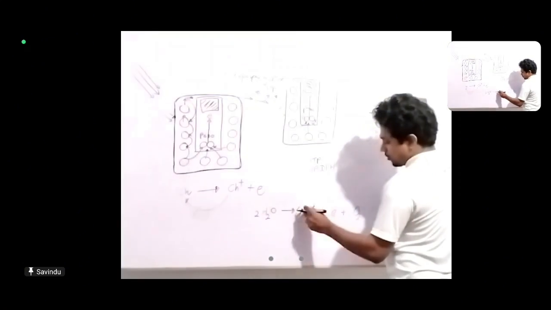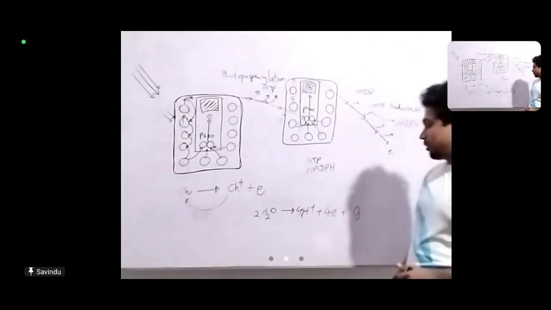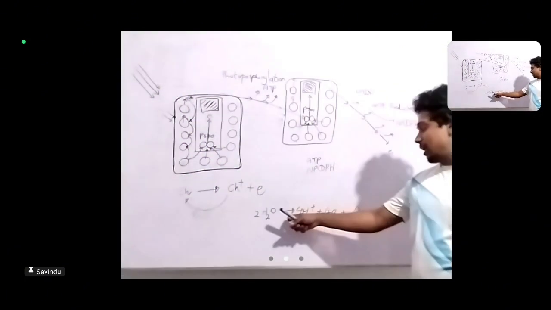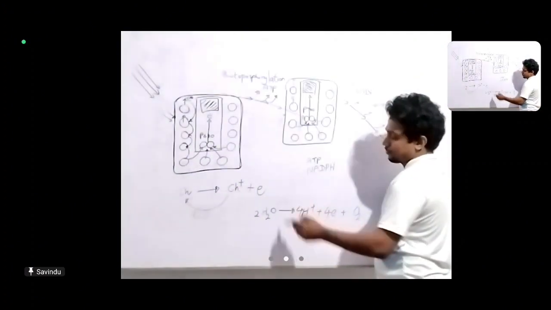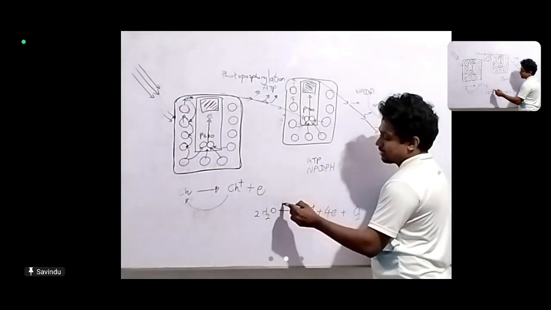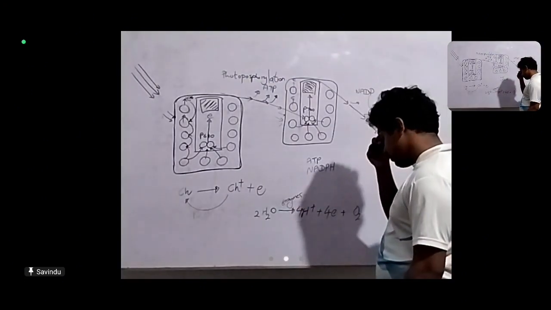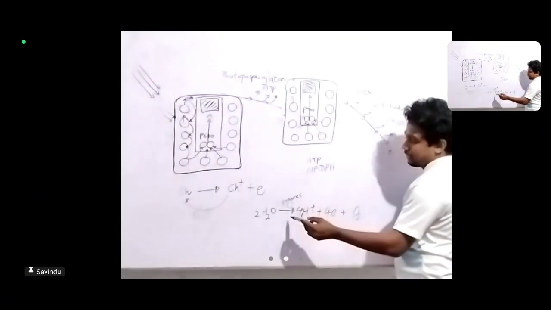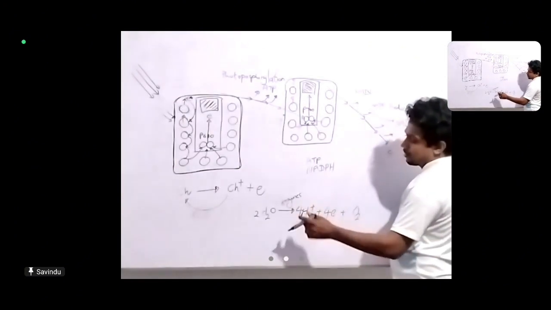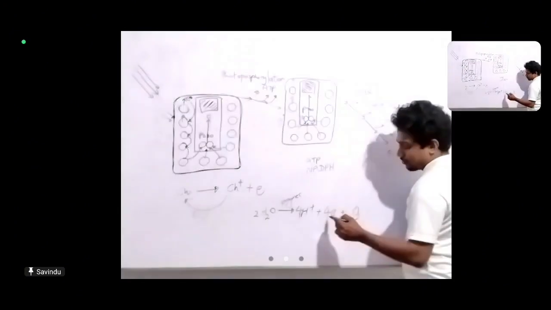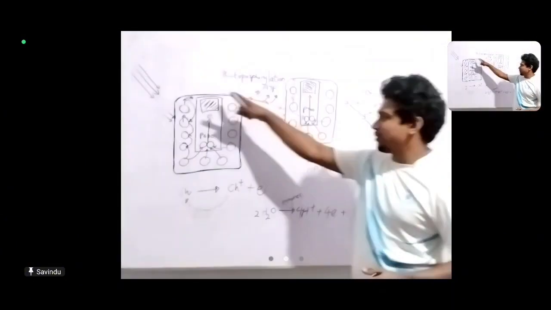2, 4, 4. This is the equation. Water molecules are cleaved by special enzymes. The enzyme names are not needed. They are turned into H plus, 4 electrons and oxygen. So what happens to these electrons? These electrons are no more; they go and waste.